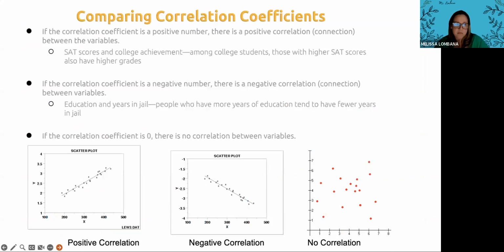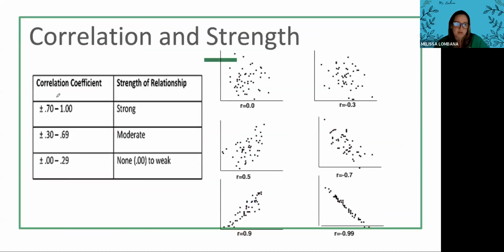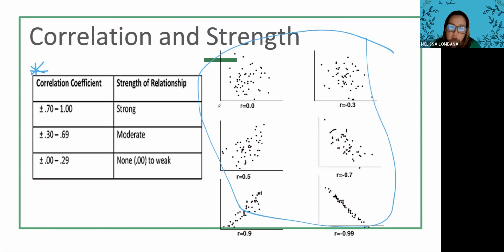Now, let me go right over here. This is what I want you to write in your notebook. Please make sure to have this as well as the graphs. This is going to be important. It's going to help you. So if I look at something like this, here it says if it's plus or negative 0.70 through 1, negative or positive, that means it's going to be strong.